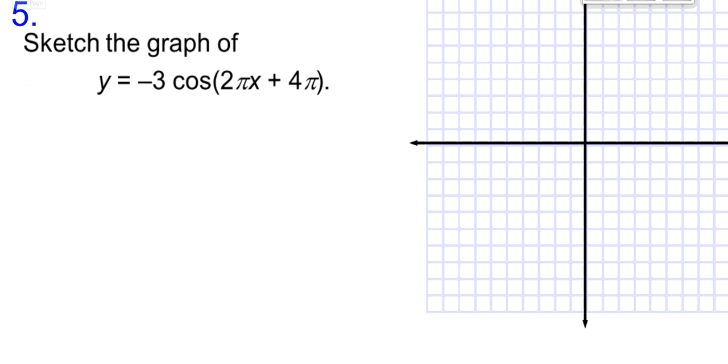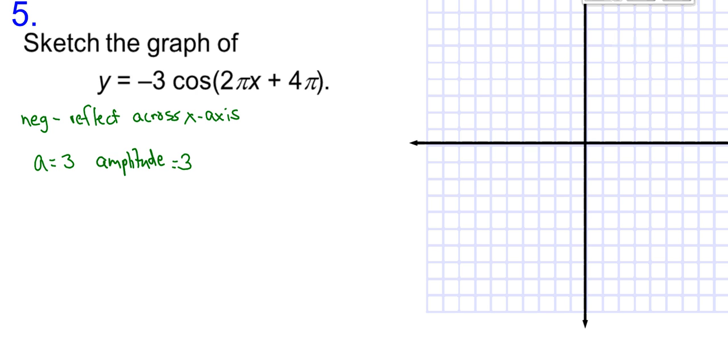Okay, let's analyze this first and kind of see what we are thinking. Notice it's -3. So if it's negative, that means it's going to reflect across the x-axis. I want to remember that. Sometimes I forget that. And then A is equal to 3. So the amplitude is 3. That means it's going to go up from the middle, up 3 and down 3.